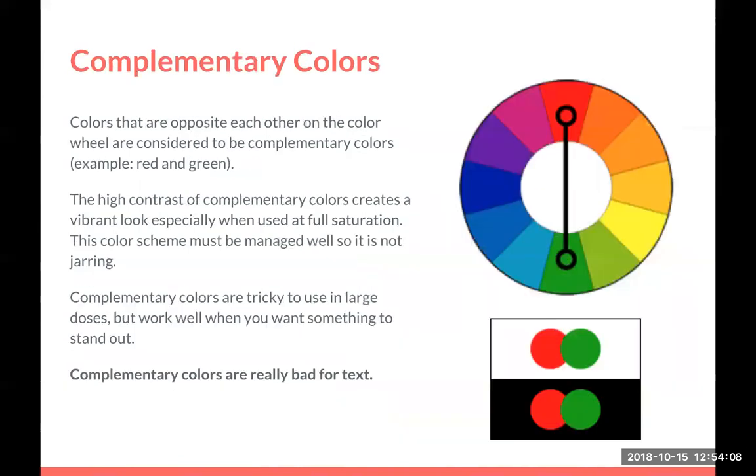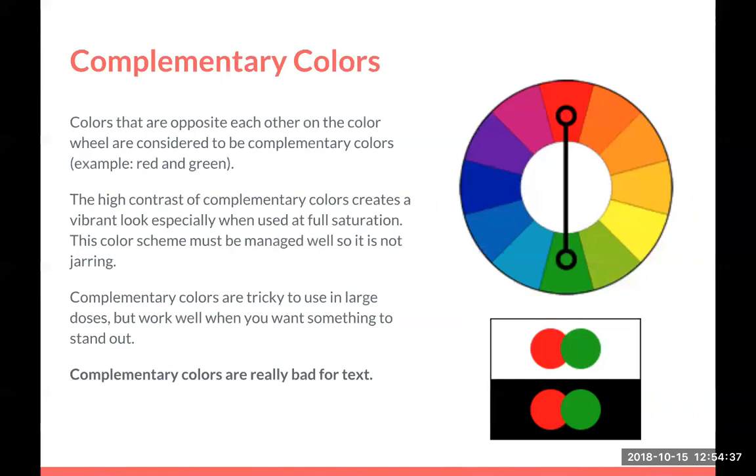All right, so back to our color wheel. We have complementary colors. Those are the colors that are opposite each other on the color wheel, and they're considered to be complements of each other. So an example would be red and green. And the high contrast of complementary colors creates a vibrant look, especially when used at full saturation. This color scheme really needs to be well managed so it's not jarring to the eye.